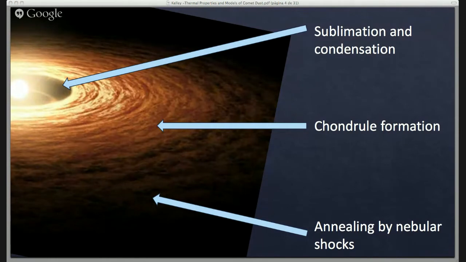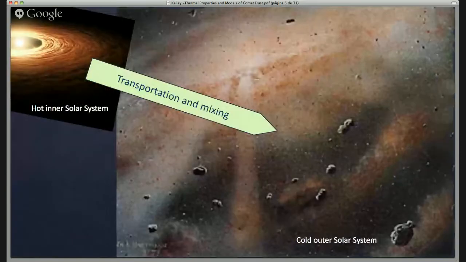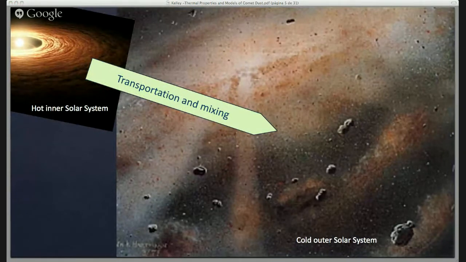So once you've processed that material in the inner disk, you need to transport that and mix it into the outer disk where comets are. That will be mixed with ices, with any kind of unprocessed dust that's left over, if there is any at all.